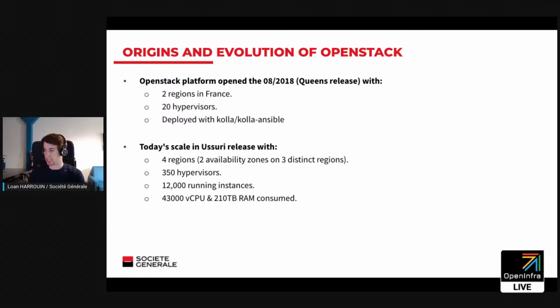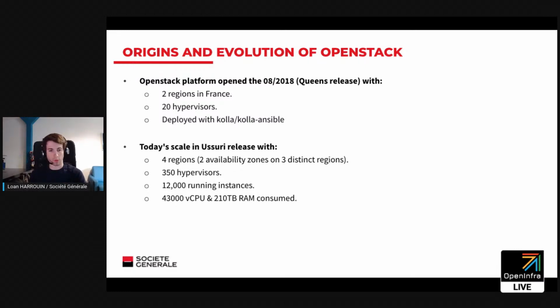And today, it has been almost exactly 3 years, and we now have 4 regions. We still have Paris and the North in France, and we also have Hong Kong in Asia, and in the US we are in New York. And now we also have multiple availability zones. In Paris we have 2 availability zones, 2 in Hong Kong and 2 in the US. And for Ceph, we have 1 Ceph cluster per availability zone, so it means that today we have a total of 7 Ceph clusters.